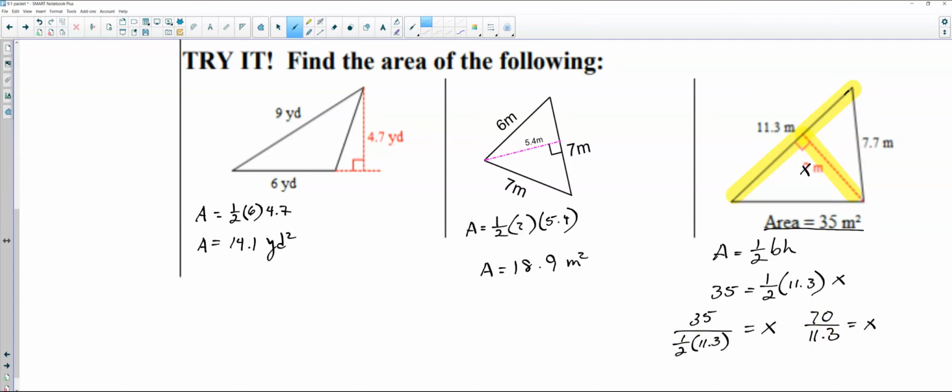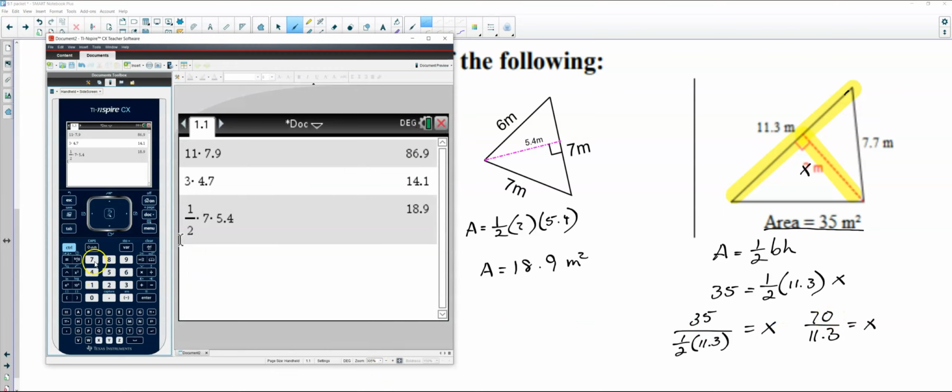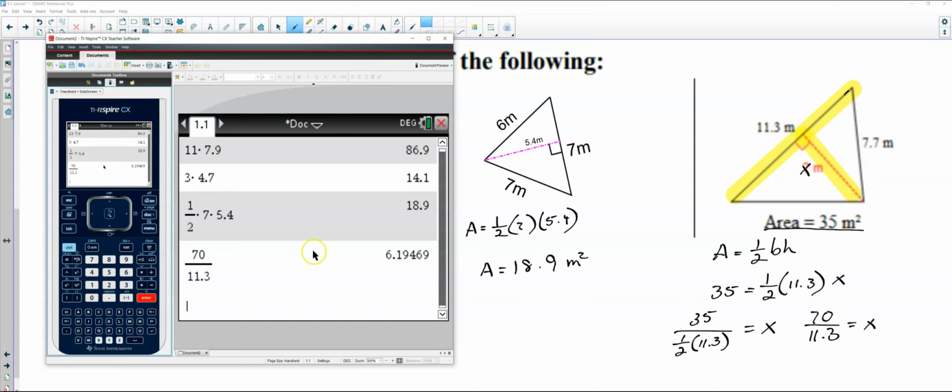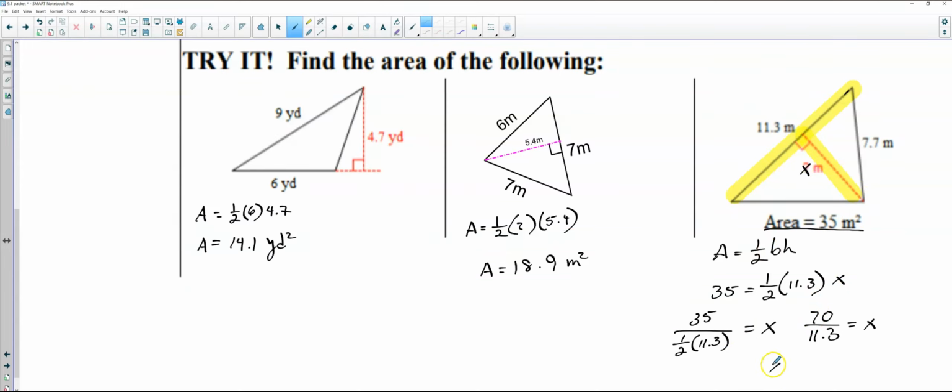Okay, so let's look at the calculator here. I'm gonna put the easiest one, right? It's 70 divided by 11.3. Enter. So that's 6, and I'm gonna round it to the nearest tenth. So 6 and 2/10. So this height right here is 6 and 2/10 meters, and that would be approximate. Notice the equal sign is now two squiggly lines, which means approximate. So X is approximately 6 and 2/10 of a meter.